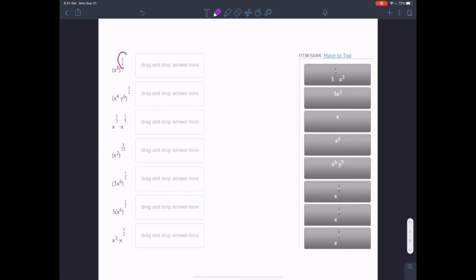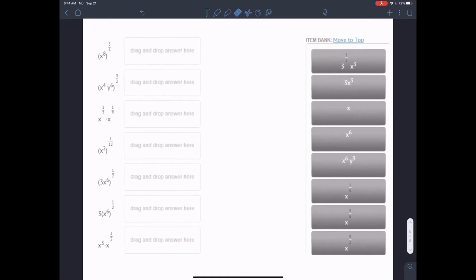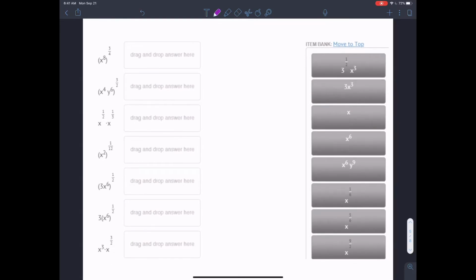So if you look here, you've got fraction exponents. So your rules are going to stay the same. You're just going to now work with fraction rules. So take a look at this first one. Think about what I have here, okay?